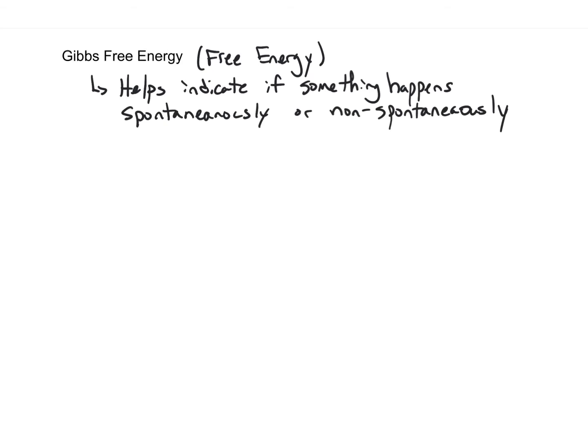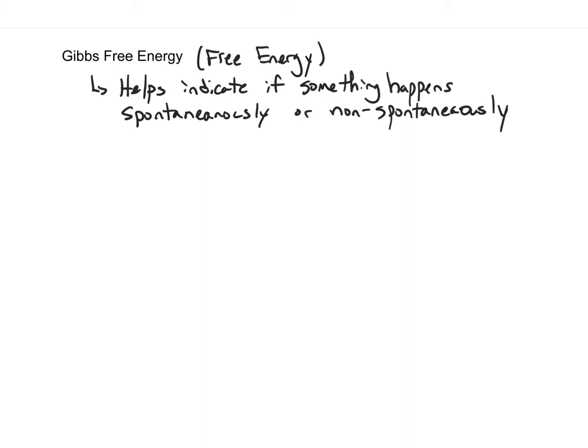Hey everybody, in this next video lesson, we're going to talk about something called Gibbs free energy, or just free energy. We're also going to talk about how to calculate standard free energy for a particular reaction, given the free energy of the reactants and products of any given chemical reaction. The calculation of Gibbs free energy helps us determine whether or not something is going to happen spontaneously or non-spontaneously.